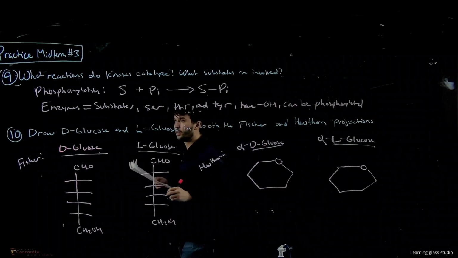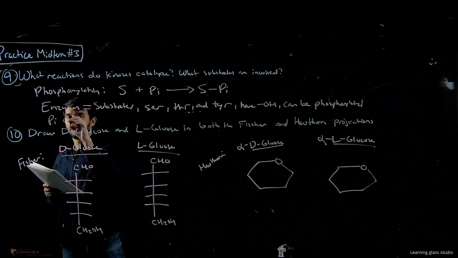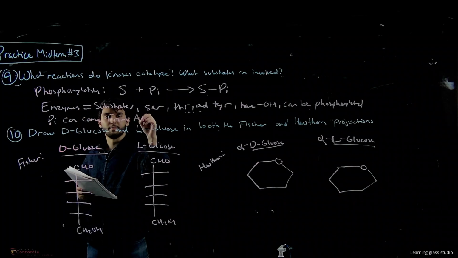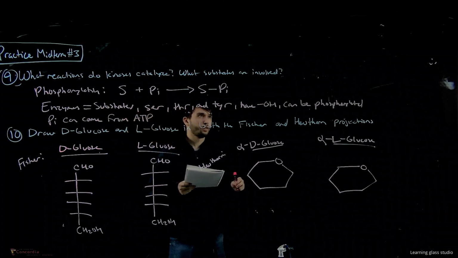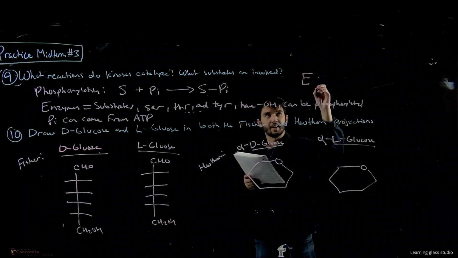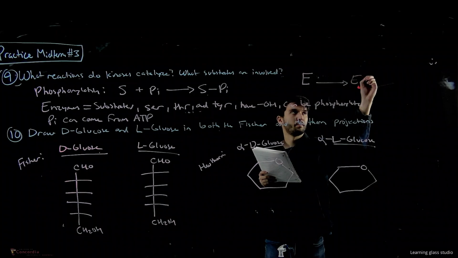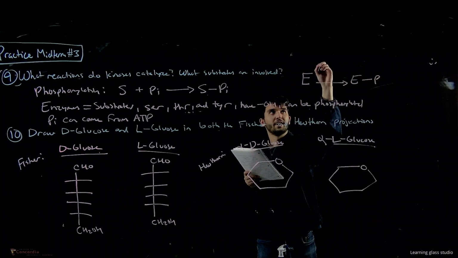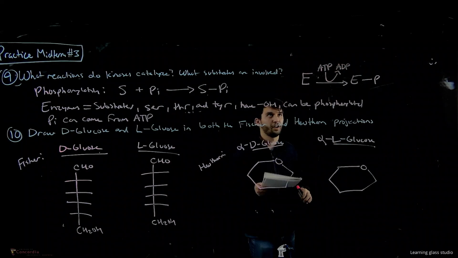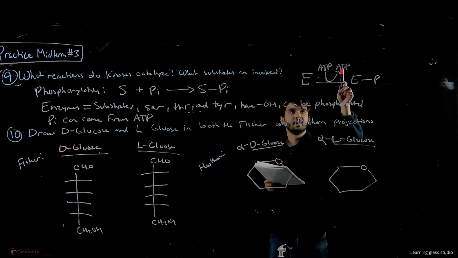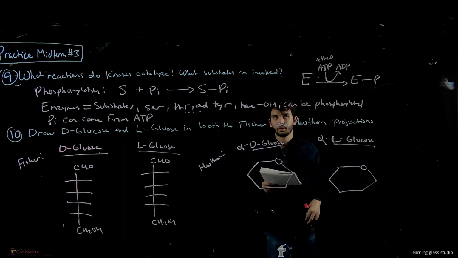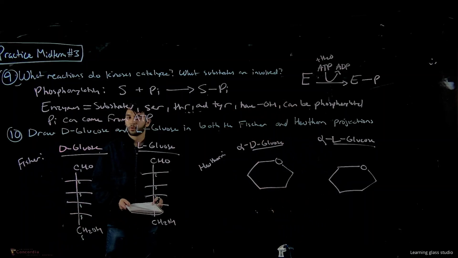And also, the last thing is Pi, so this is the phosphate group, can come from ATP. So in this case, if like an enzyme is being activated through phosphorylation, you could say enzyme forms enzyme phosphate, and the phosphate would come from ATP hydrolysis. ATP. So the phosphate comes off the ATP and forms an ADP. This requires a water too, right? So, all right, question 10.